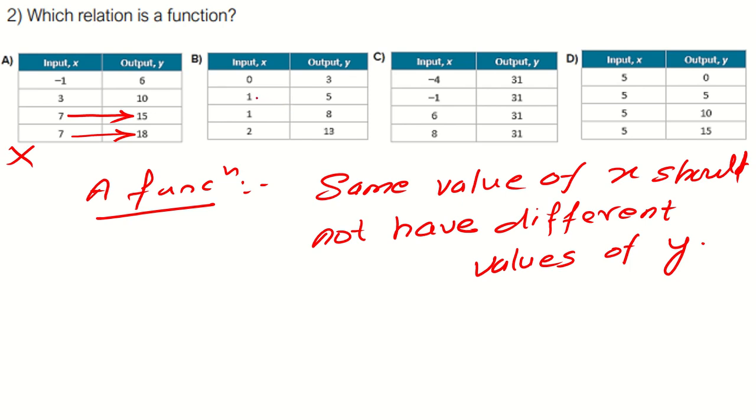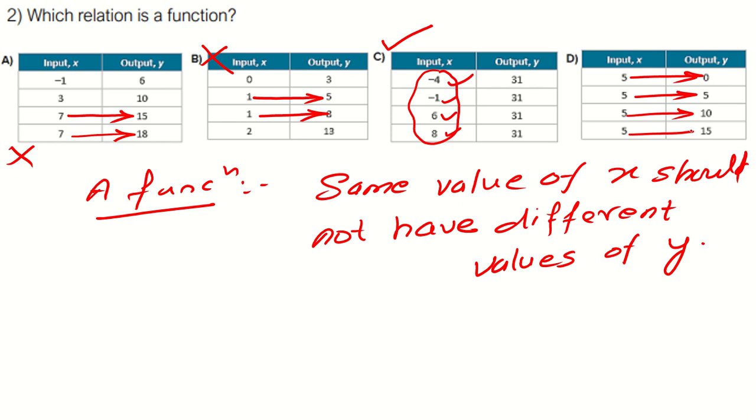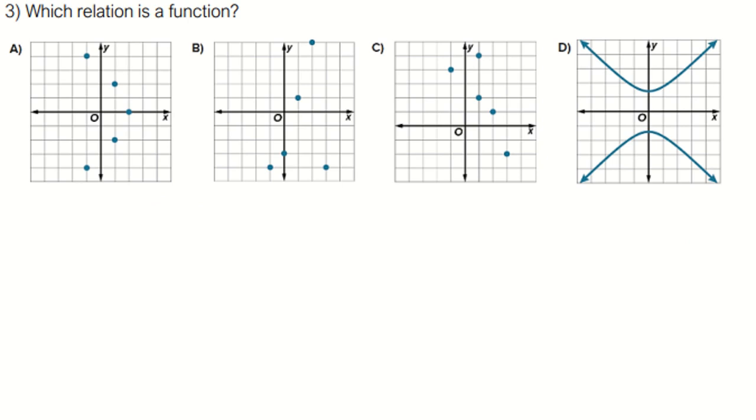Now here you see 1 is related with 5 and 1 is related with 8, so this is also not possible. Here you see all elements are different: -4, -1, 6, 8. Every element is different, so this is a function. But here 5 is related with 0, 5 with 5, 5 with 10 and 5 with 15, so this answer is also not correct. Hope you understand this. If you have any problem in between, you can write in the comment, and I will explain it again.